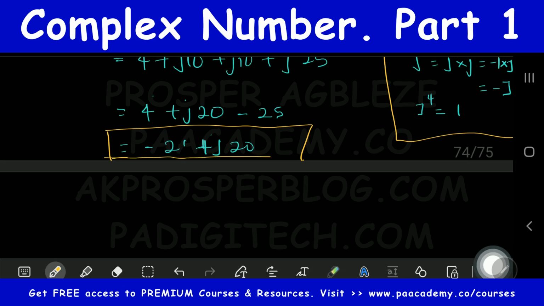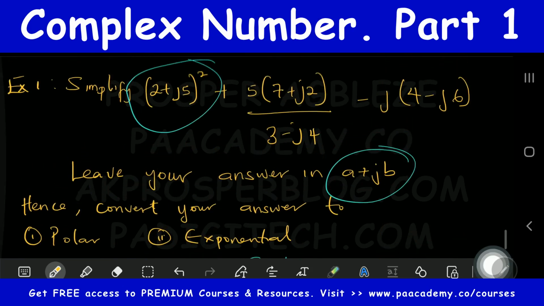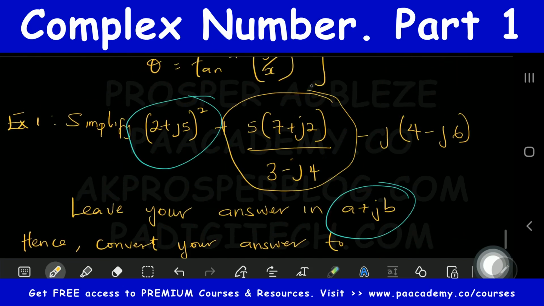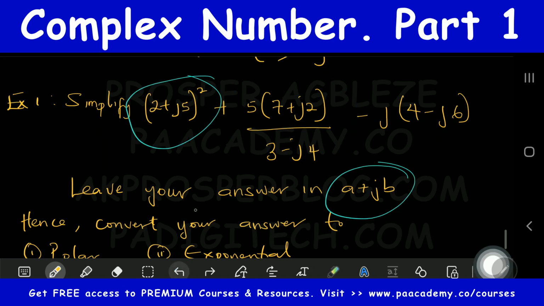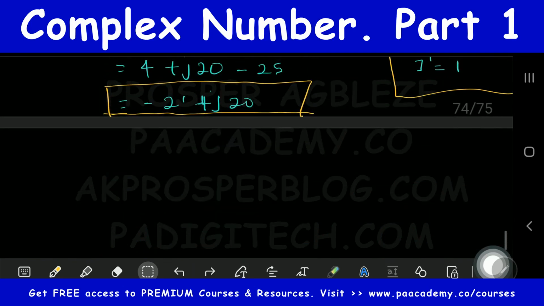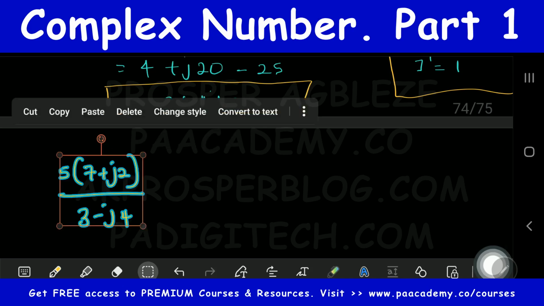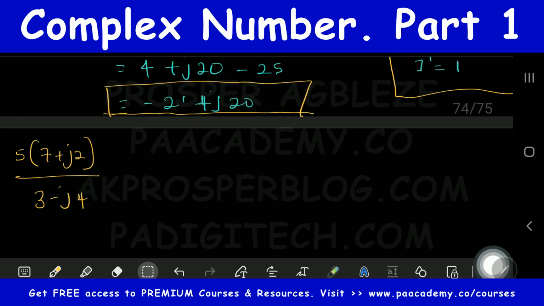Now let's look at the other part, which is this. Let's go ahead and simplify it, where we are having this 5 into brackets. Let me just copy that and paste it down. Let's go ahead and simplify this. We are going to be using the concept of rationalization of the denominator to do this. So the denominator, we are going to be having it as 3 + j4.